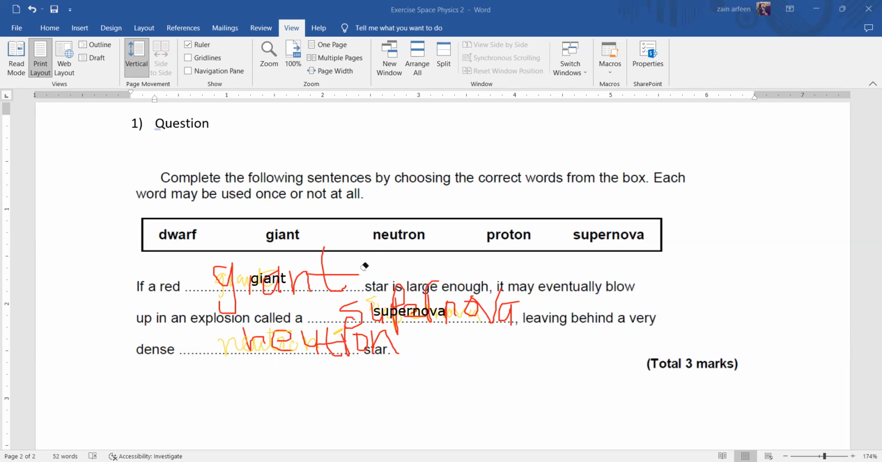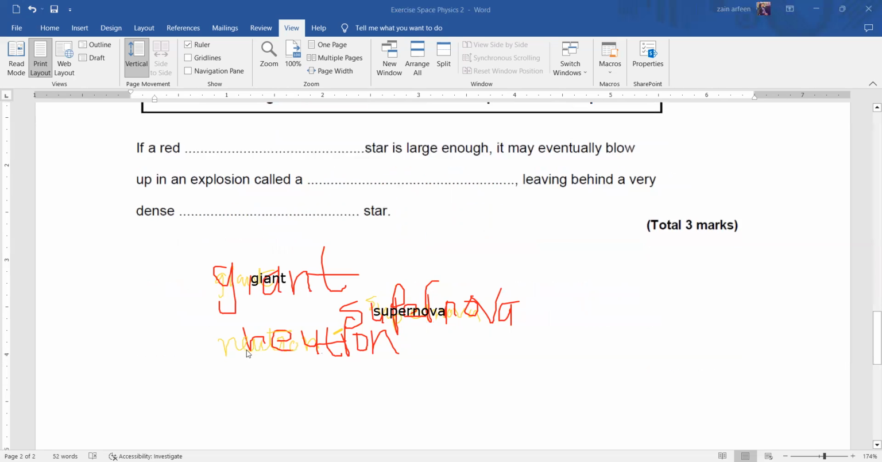So the first one, that is giant. If a red giant star is large enough, it may eventually blow up in an explosion, which we call a supernova, leaving behind a very dense neutron star or a black hole. Black hole is not an option here.